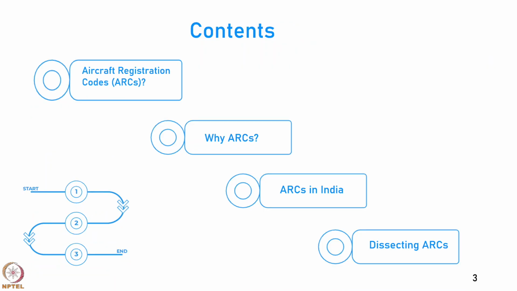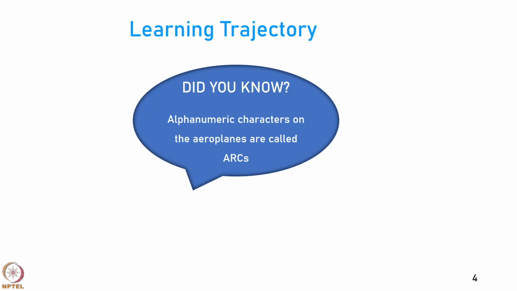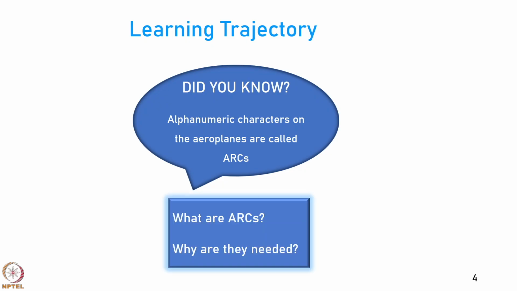The contents of today's session include what aircraft registration codes or ARCs are, why we need ARCs, how ARCs are allotted in India, and dissecting ARCs. So, the alphanumeric characters on aeroplanes are called ARCs. What are these? Why are they needed? That is what we are going to study.